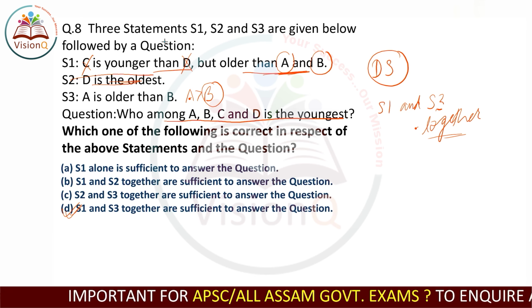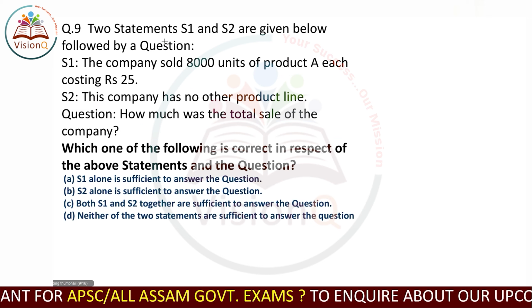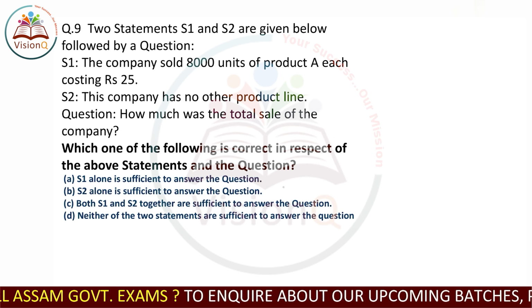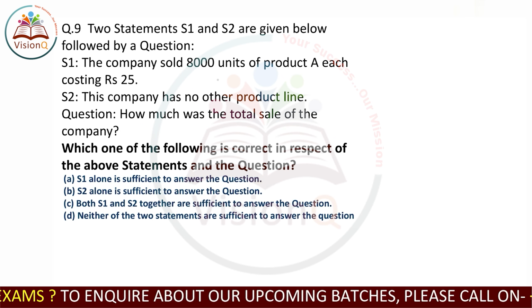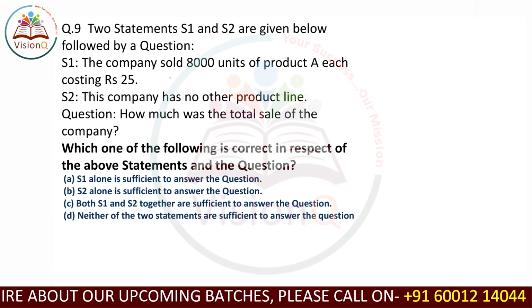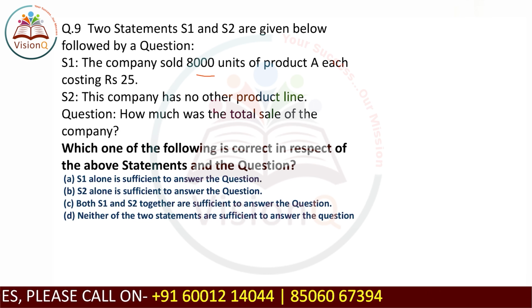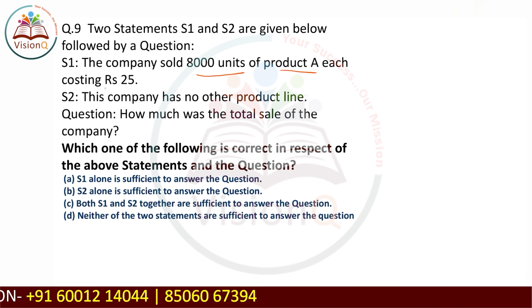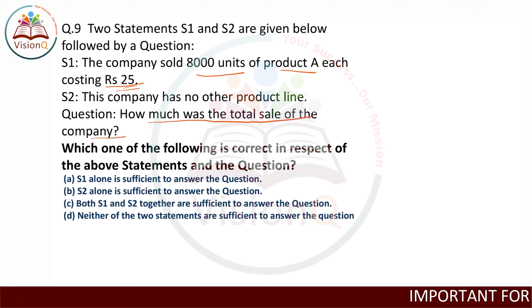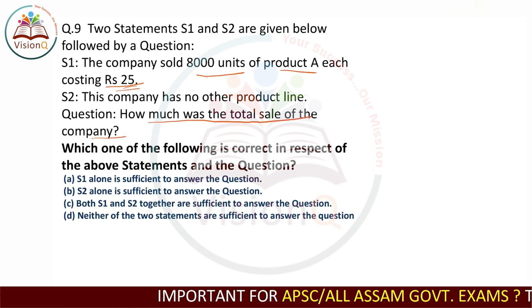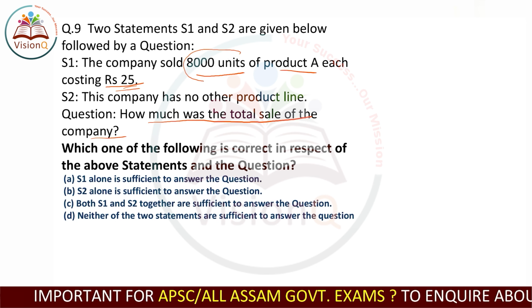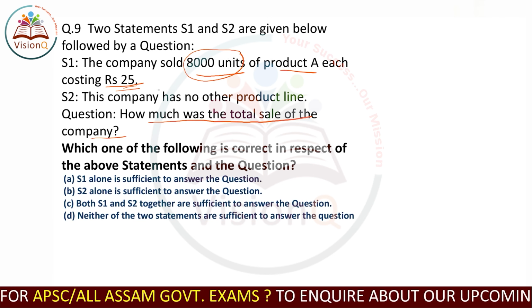So students, let us see the next question of today's series, question number 9. A question again of data sufficiency. So this question has two statements, statement 1, statement 2. Statement 1 says the company sold 8,000 units of product A, each costing rupees 25. It is asked to find out how much was the total sale of the company. So read the sentence very carefully. It says that it sells 8,000 units of product A and the price of each unit is rupees 25.